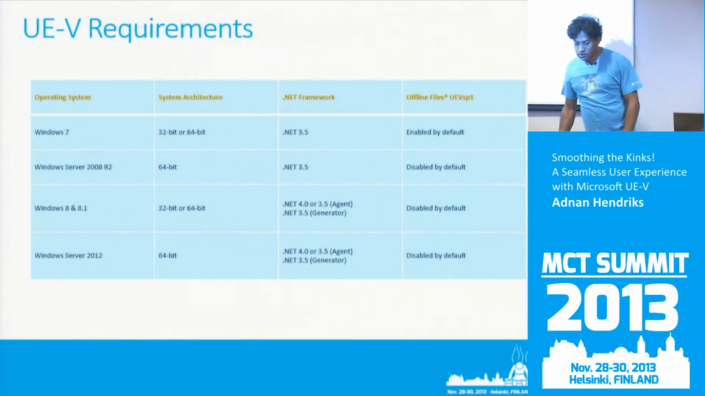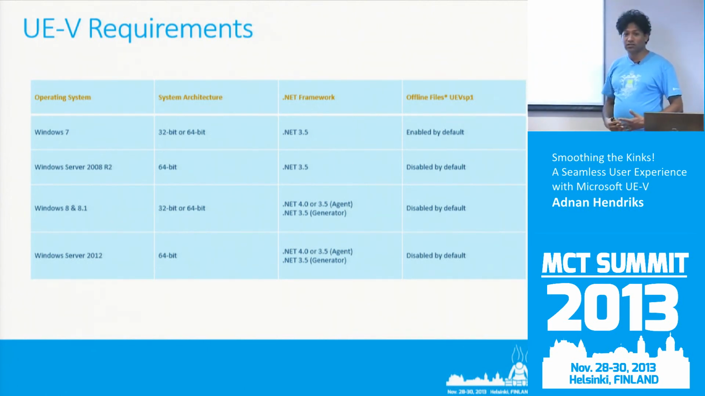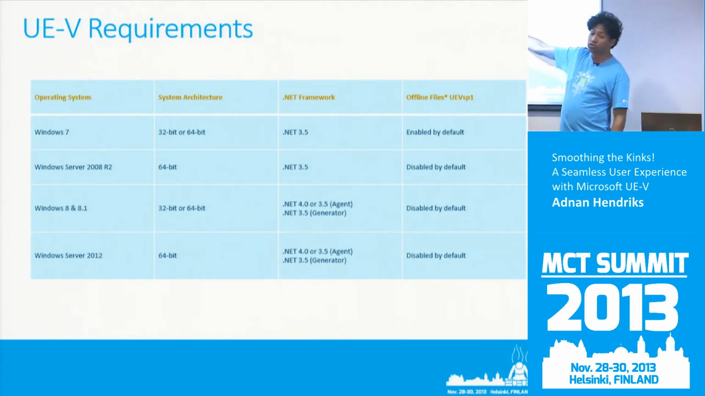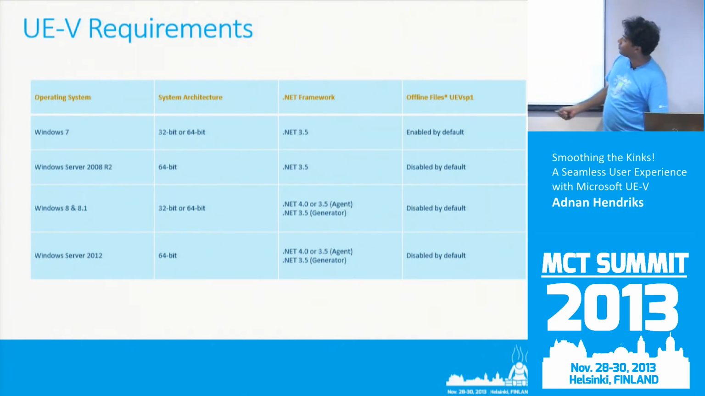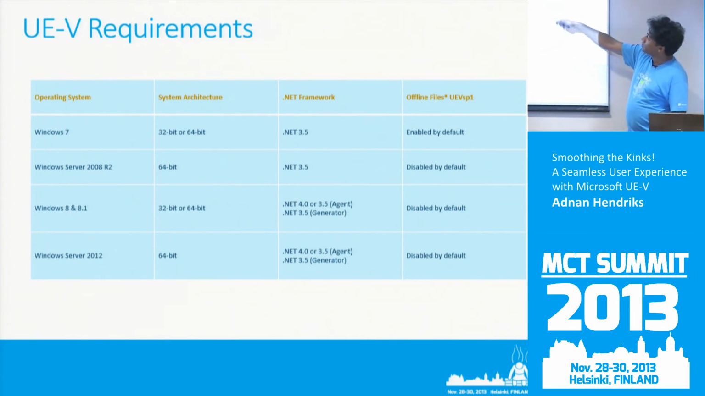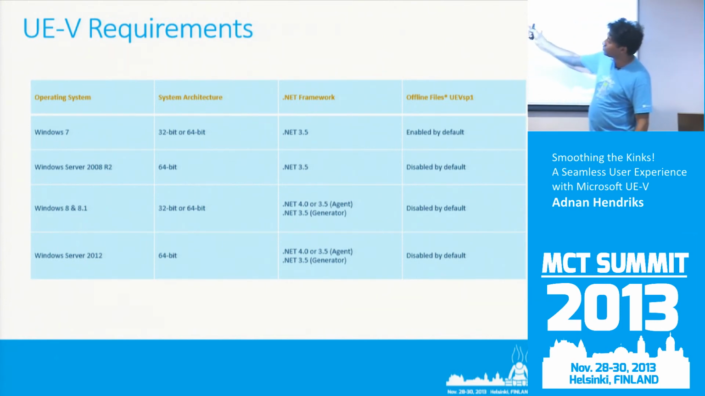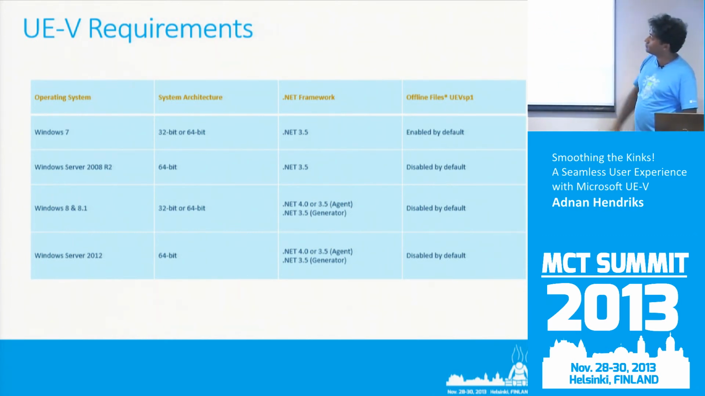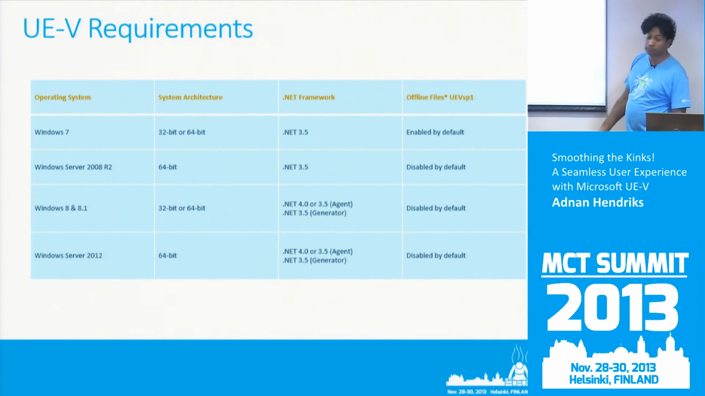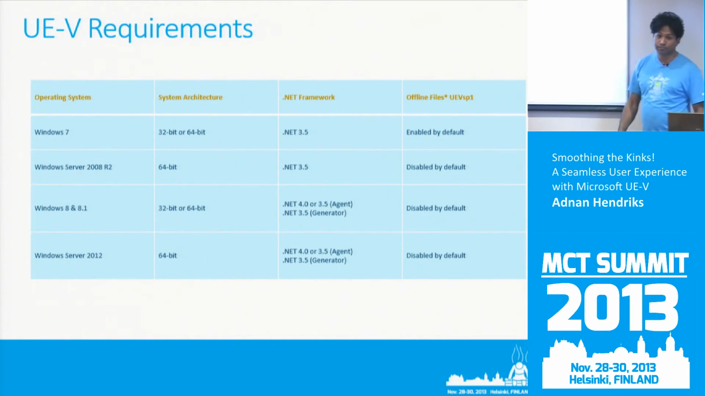When we look at the requirements of the different operating systems, Windows 7, Server 2008, Windows 8, 8.1 can work on 32-bit or 64-bit. So there's an agent for 32-bit and 64-bit versions of the application, and it requires the .NET framework. And when you're looking at Server 2012 or 2012 R2 and 8.1, it needs .NET 4.0 or higher. 3.5 is for 32-bit.